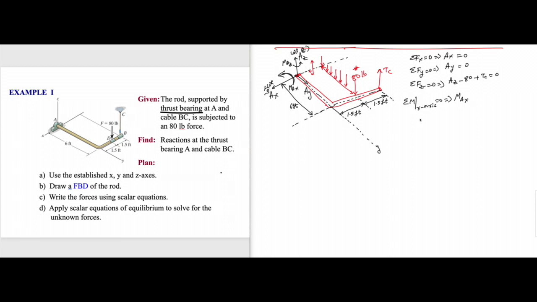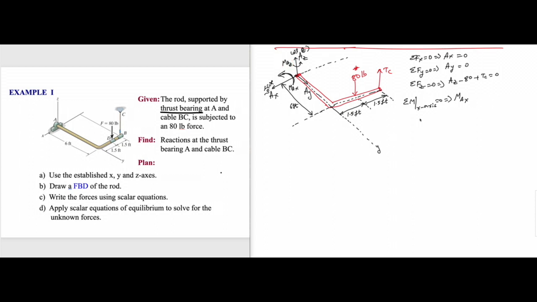With that idea, the question is, what is the distance of AZ? It's zero. What about MAZ? MAZ is moment with respect to Z axis, so we don't care about that when we're talking about x-axis.